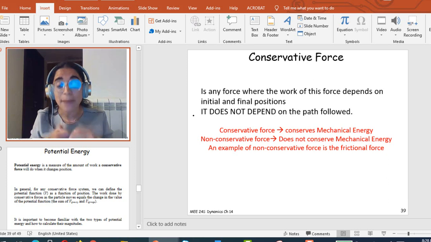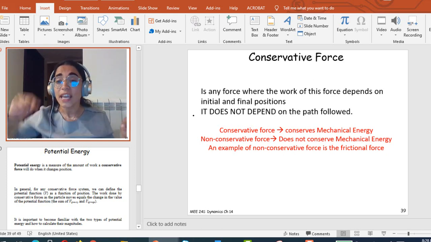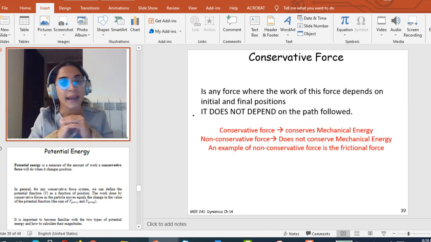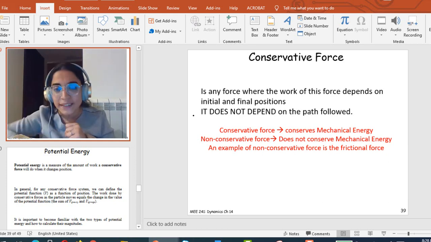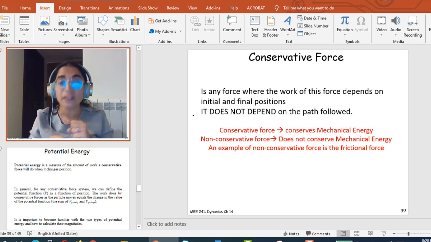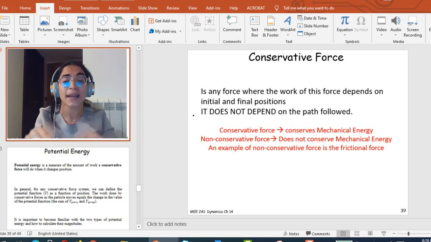In fact, an example of a non-conservative force is the frictional force or the resistance of air. The frictional force will never conserve the mechanical energy. If I have a system with frictional force, the mechanical energy will not be conserved. Instead, it will decrease.